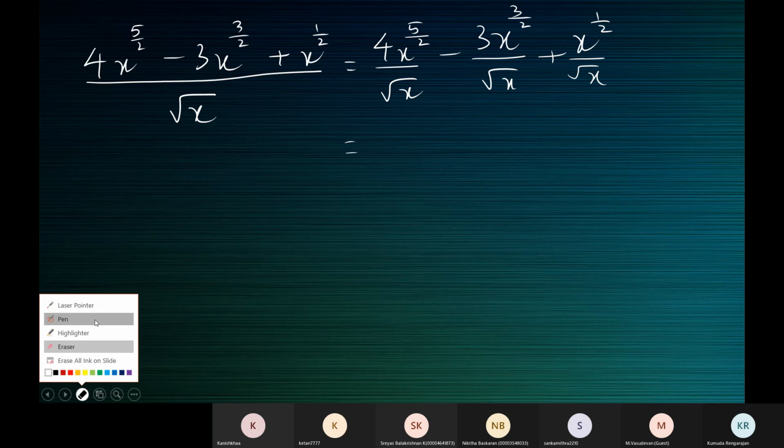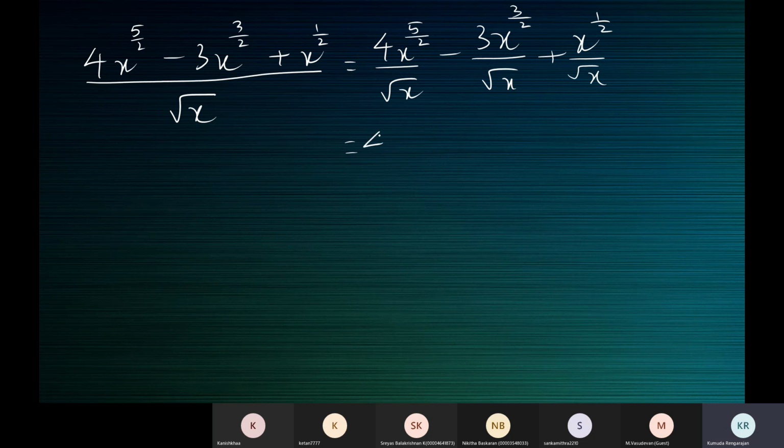So 4x to the power. Now we know by the law of indices or exponents that when bases are same and it's division, we subtract the power. So 5 by 2 minus 1 by 2, minus 3 x to the power 3 by 2 minus 1 by 2, because root x is x to the power 1 by 2. Bases are same, x, and it's division. So we subtract the powers. X to the power 1 by 2 minus 1 by 2.